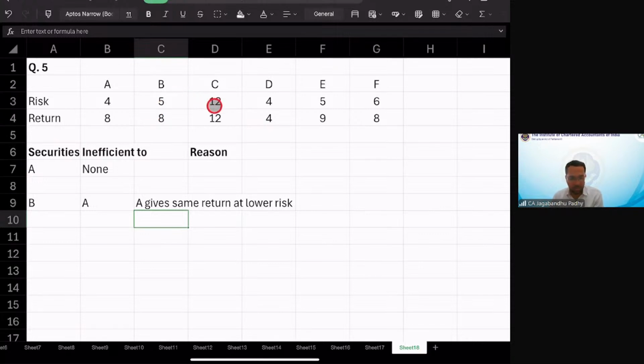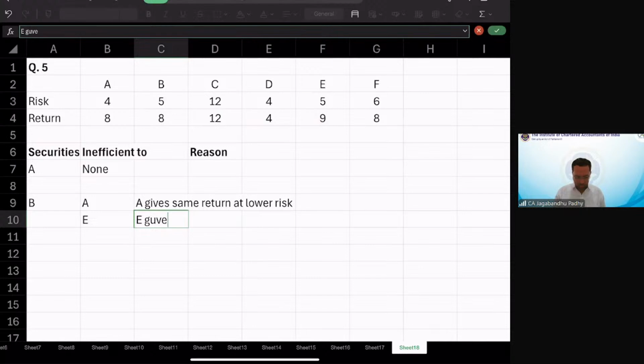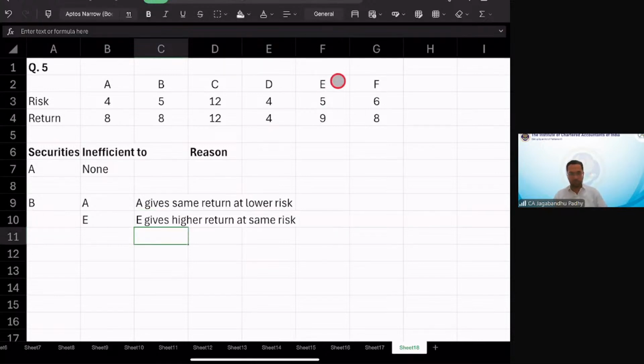And is it inefficient to any other security? Is there any other security with the same risk? Yes, sir. There is a security with the same risk. And what's the return? 9. So can I say it is inefficient to E because E gives higher return at the same risk, right?